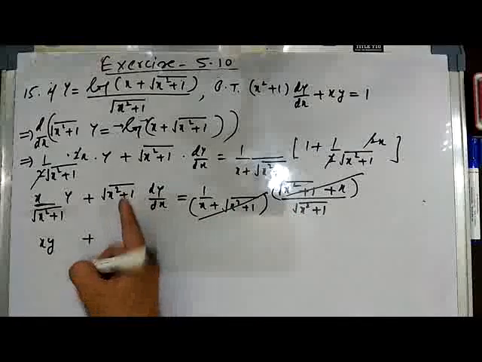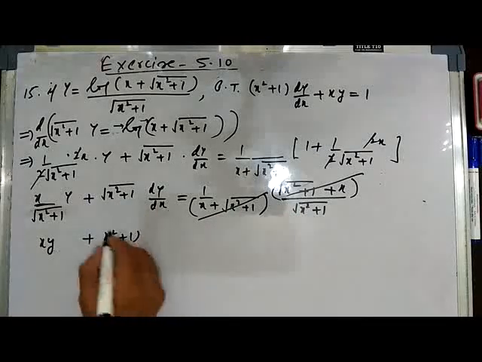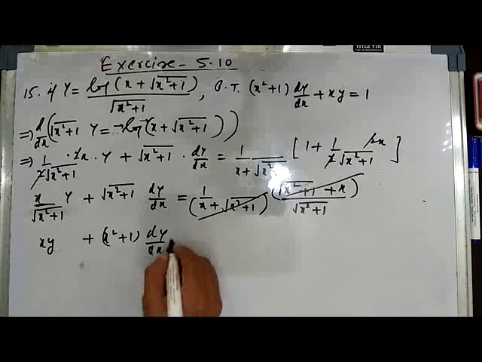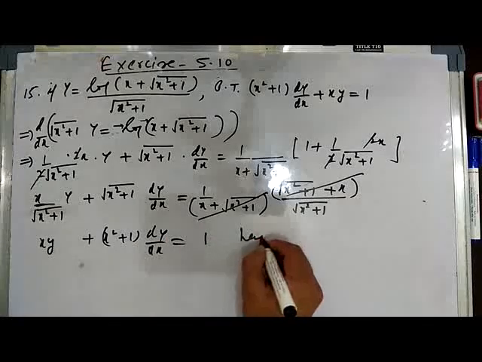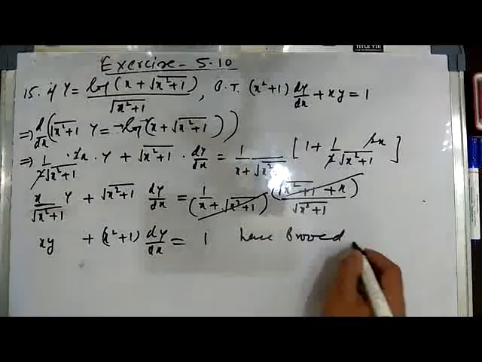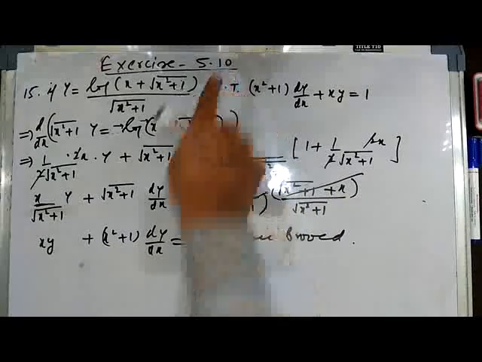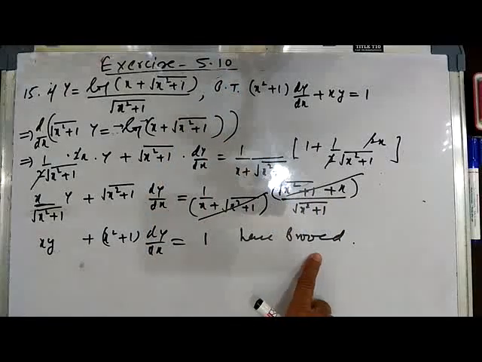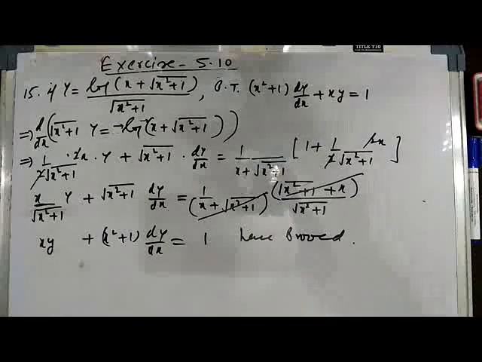Now it is cross multiplied on this side. xy, this cross multiplied here. x square plus 1 dy/dx equals 1. Hence proved. So that was an introduction of exercise 5.10. I'm sure that you will be able to deal with the questions. Please take the help of the solved examples to solve the questions of this exercise.